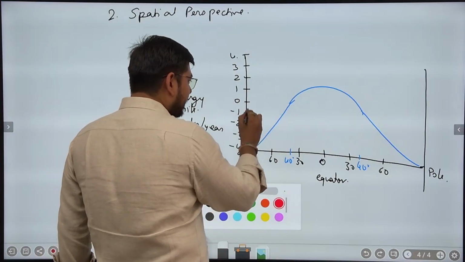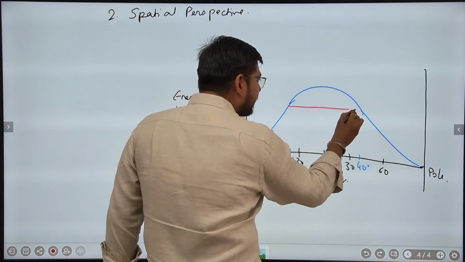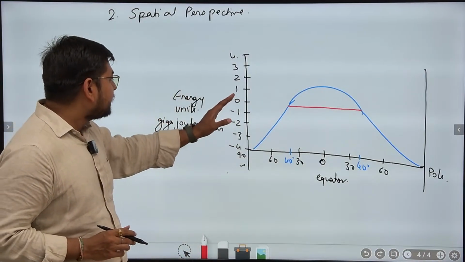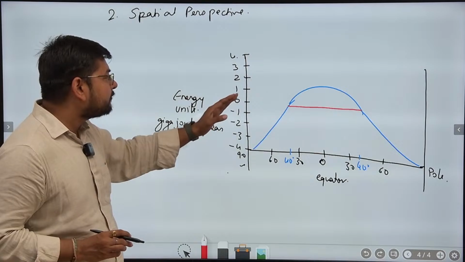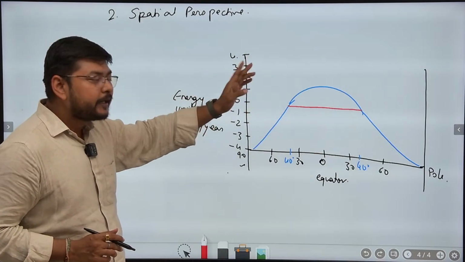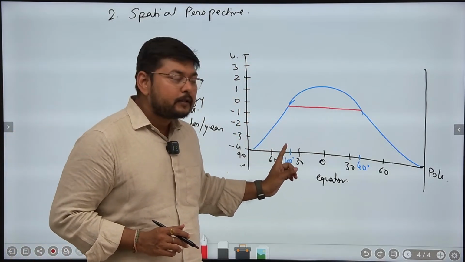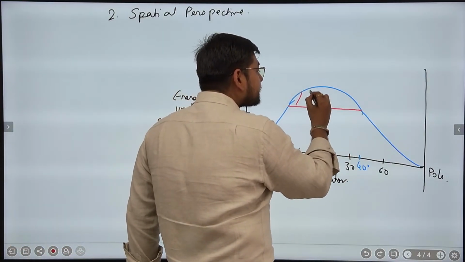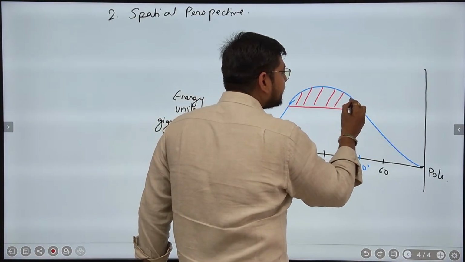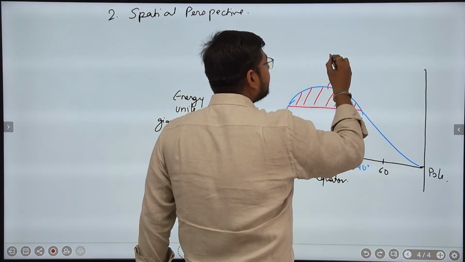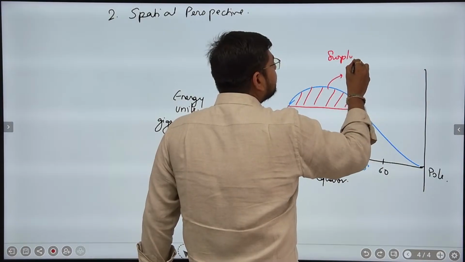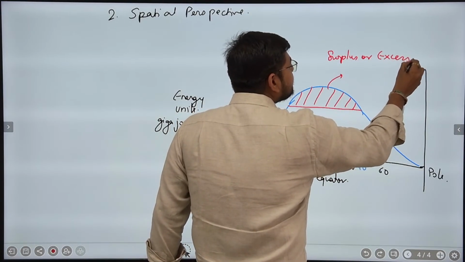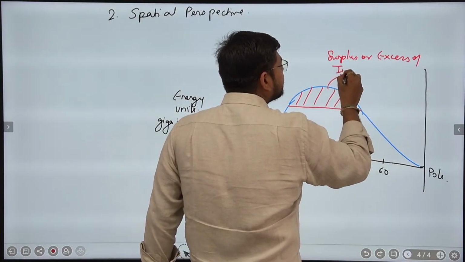So in this case, what I am saying is that everything which is present above the zero energy unit, or 40 degrees north to 40 degrees south of the equator, is receiving surplus energy or excess of energy. So this is receiving surplus or excess of energy or insolation.